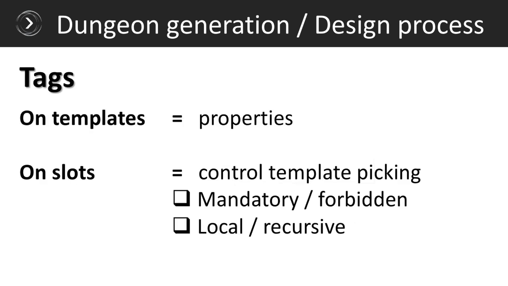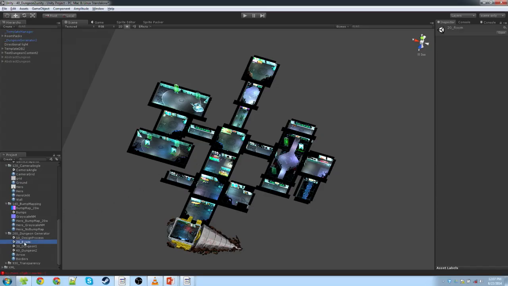On top of that, we have several features that are pretty useful. The first one is the tag system. We can place some tags on the templates, and they will correspond to attributes or properties of the templates. And on the slots, we can add what we call tag constraints, that will control the template picking we have during the generation. And those constraints can be either mandatory or forbidden, and can be applied locally on the slot, or recursively in all the slots that will be generated after that.